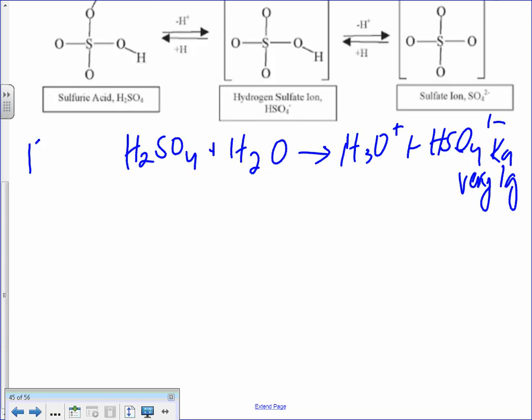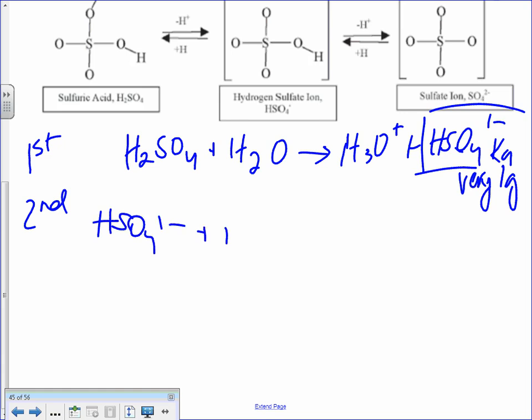The second dissociation is now taking that product, the bisulfate ion, HSO4 1 minus, adding it to water. Is this a strong acid or weak acid? Definitely weak, right? It's actually amphoteric. It can gain a proton, it can donate a proton. We're making it act as an acid, so we have to make it donate. So what's it going to make? Hydronium and sulfate, 2 minus, good.